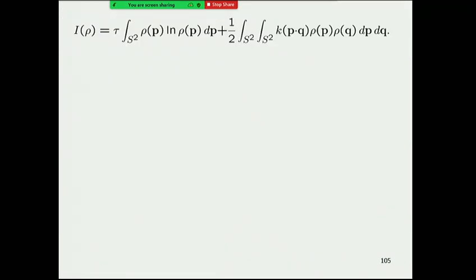And next time I will go back to this form and talk about the critical points of this and axisymmetry. Okay, and the next one is Wednesday, the usual time, 4:15, right? Yeah, 4:15. Okay.